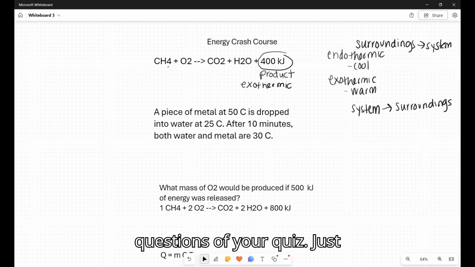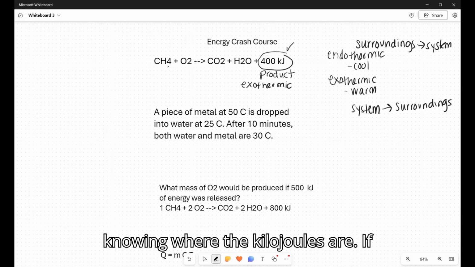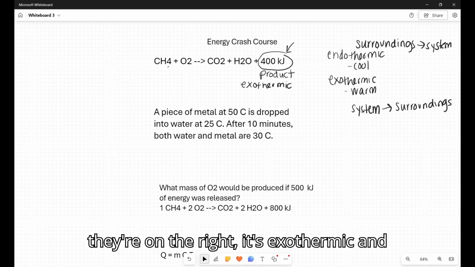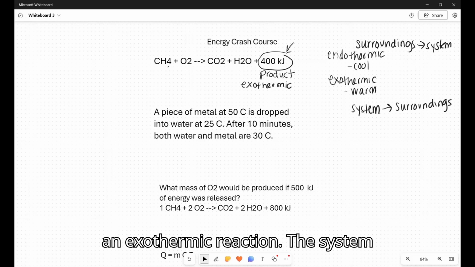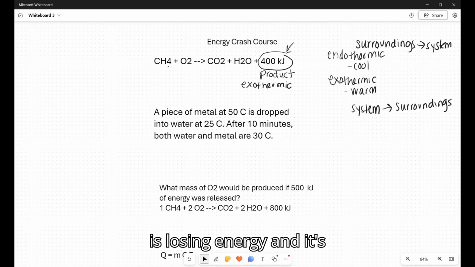Okay, so that covers the first two questions of your quiz. Just knowing where the kilojoules are. If they're on the right, it's exothermic. In an exothermic reaction, the system is losing energy and it's going into the surroundings.